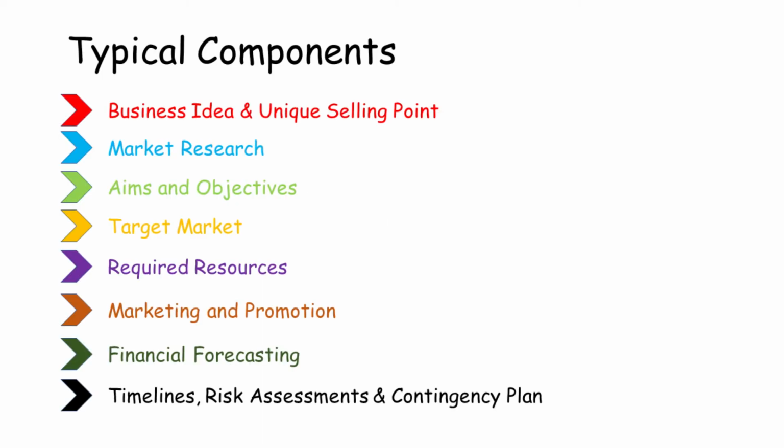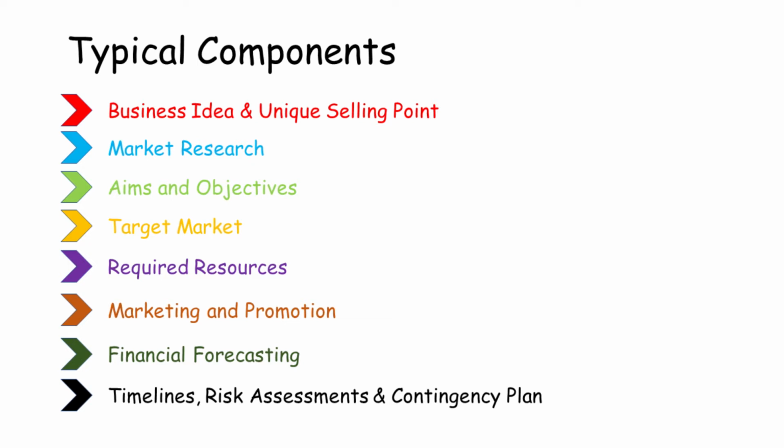So your typical components of a business plan will be, firstly, you would set out your business idea and its unique selling point, sometimes called its USP. You would then have a section on your market research where you include your primary and secondary research. You would then set out your aims and objectives before explaining very clearly who your target market is. When we talk about target market, we mean the age, the gender, hobbies and interests, and maybe demographic data regarding who your potential customers may be.